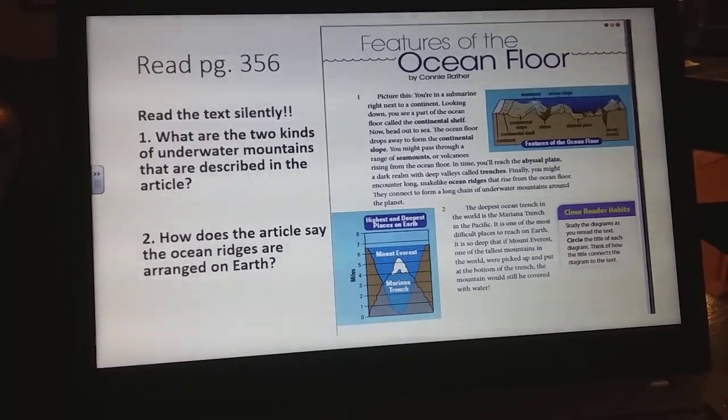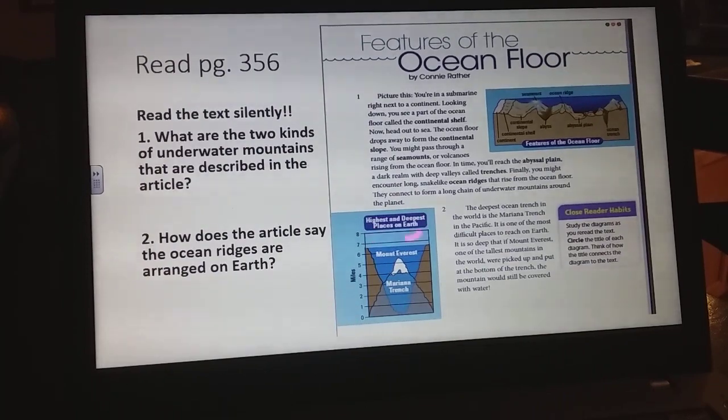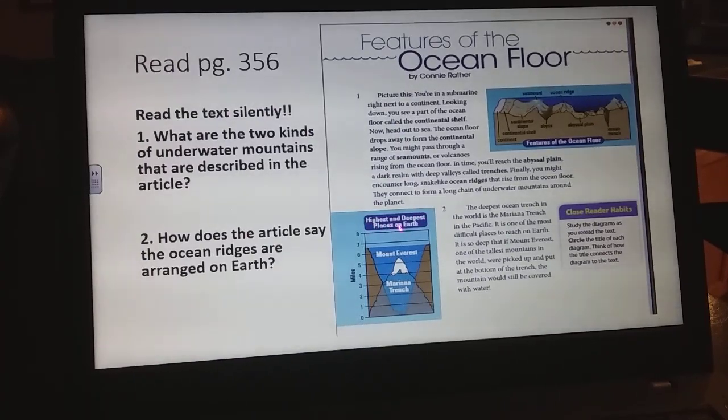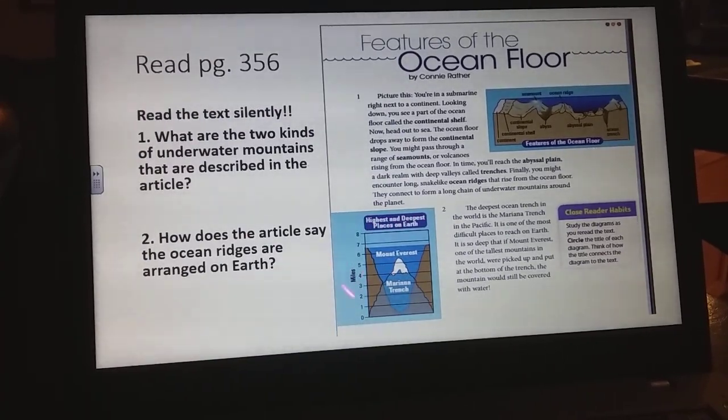All right, so let's now look at visual or diagram number 2. So this says highest and deepest places on Earth. So the first thing you want to notice is over here to the left is miles. So these numbers represent miles.